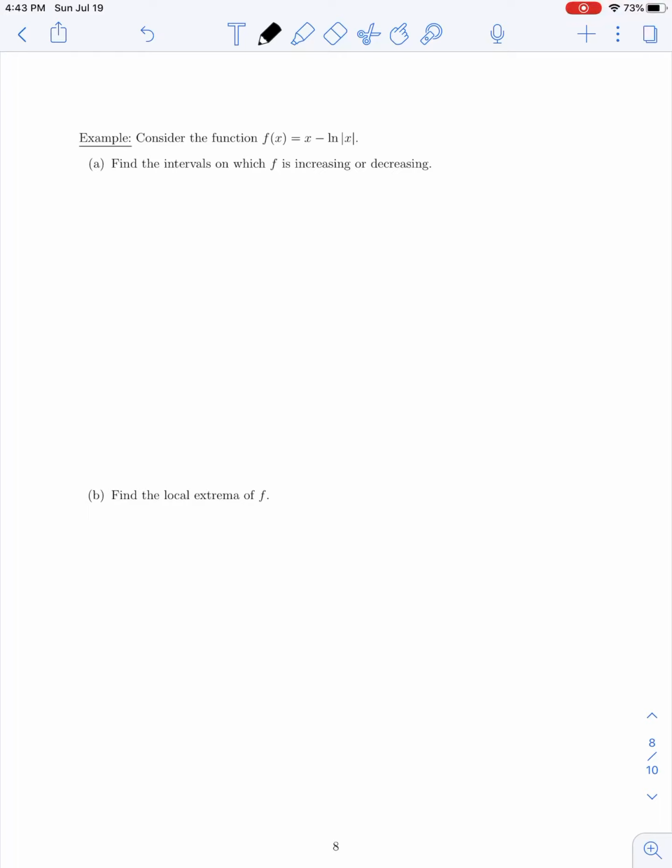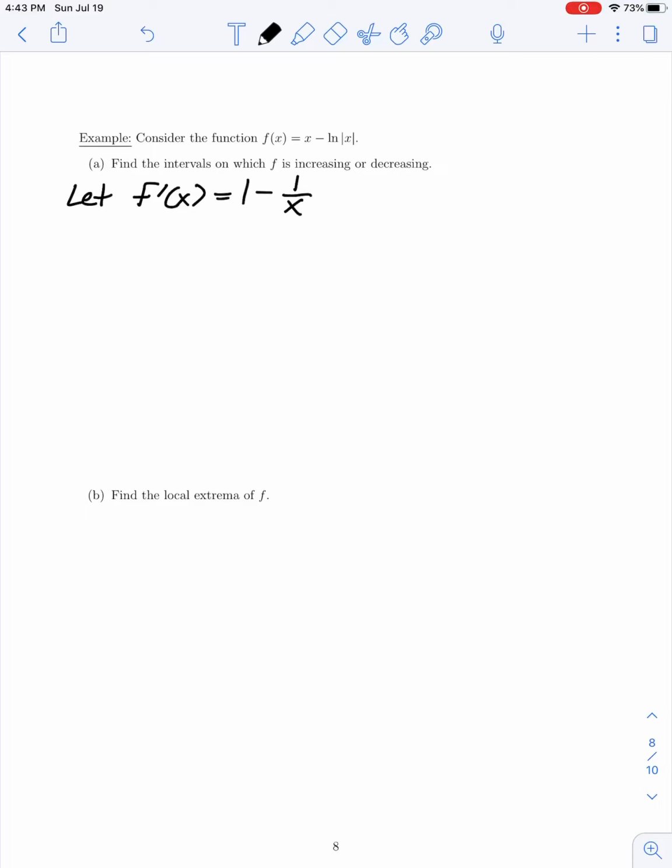So let's look at some other ones. In this next example, we have the function x minus the natural log of the absolute value of x. And we're asked to find the intervals on which this function is increasing or decreasing. So as with our previous examples, we start by finding the derivative of our function, f prime of x, which would be 1 minus the derivative of natural log absolute value x, which is 1 over x.